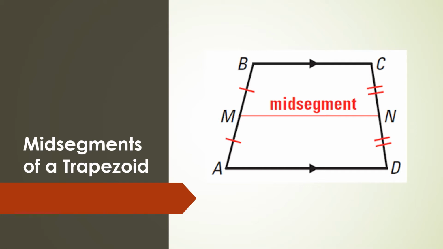Today we're going to find the mid-segment of a trapezoid. Trapezoid ABCD has mid-segment MN because segment MB is congruent to segment MA, and segment CN is congruent to segment ND, which means that point N and point M are midpoints of segments CD and AB respectively. Therefore, the mid-segment of a trapezoid is connected by the midpoints of two of the sides of the trapezoid.